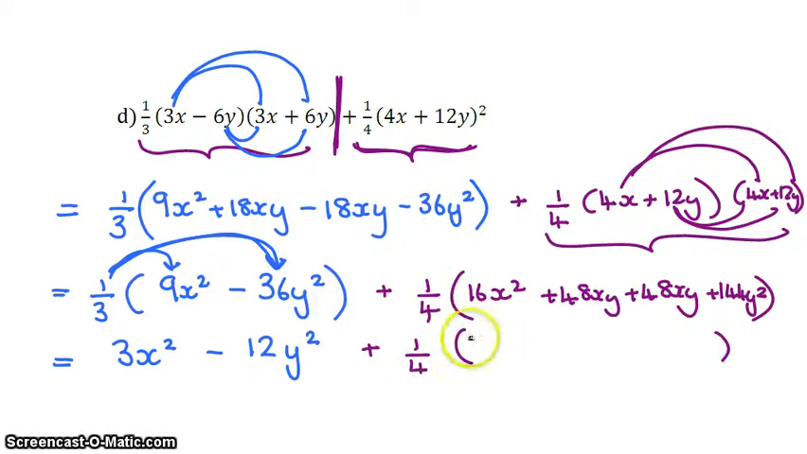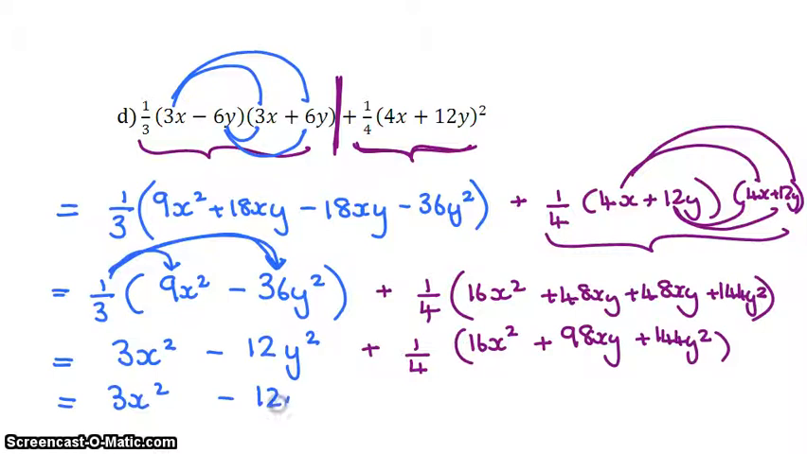Now, I'm not going to bother distributing in my quarter first because I have like terms in my bracket. As soon as I wrote it down, I realized that xy's were like terms here. So I have 48xy's plus another 48 is 98xy's plus 144y squared. So now I have got my 3x squared minus 12y squared, and I'm going to multiply in my quarter.